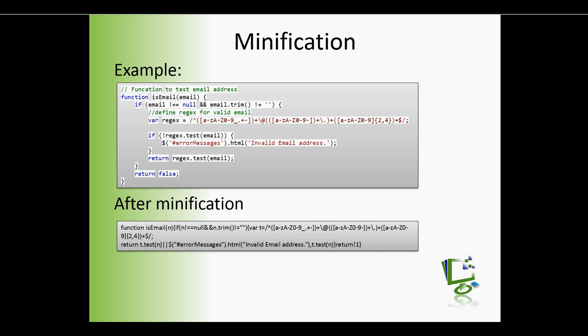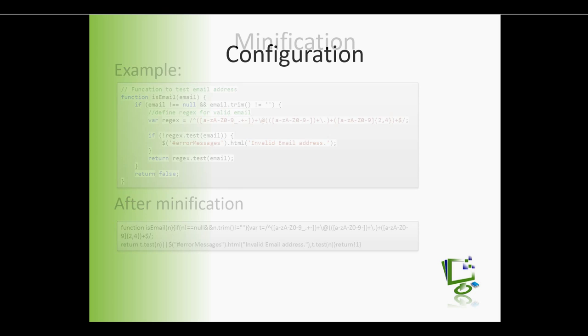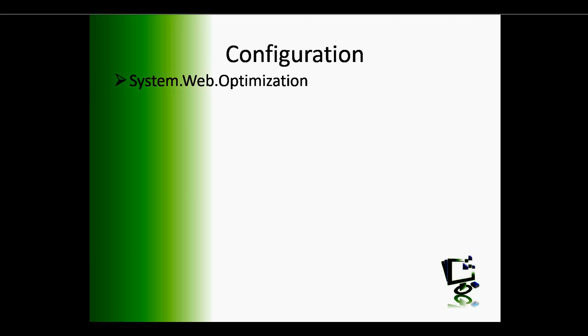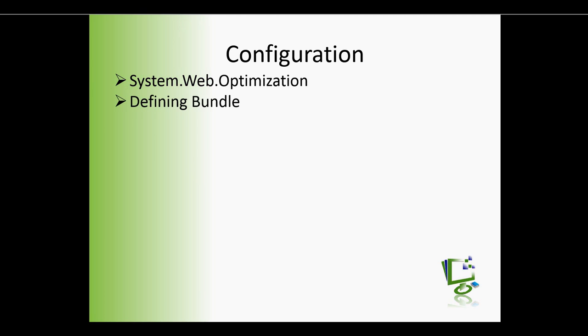So up to this point we understand a brief about bundling and a brief about minification. So let's see how we can implement bundling and minification in ASP.NET MVC. ASP.NET MVC provides the System.Web.Optimization framework to implement bundling and minification. We need to tell the ASP.NET MVC framework in advance what bundles we are going to use in our application. For that purpose, we need to configure our bundle with the runtime.